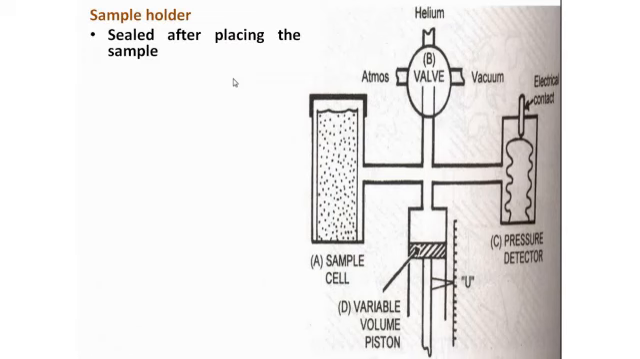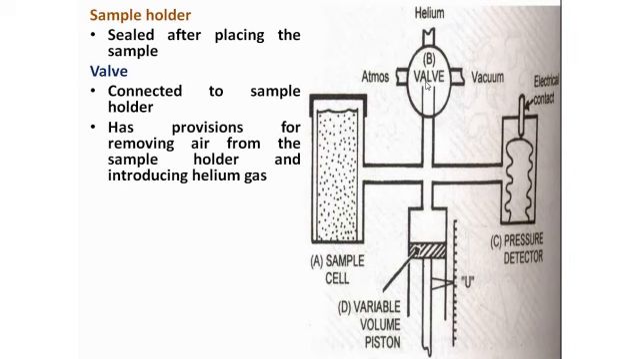You see, what is the work of the sample holder? This is the sample holder. It is sealed after placing the sample. Once you have placed the sample in the sample holder, you have to seal it. This black colored portion is the seal. Now the valve. This valve is connected to the sample holder via this tube, right? It has a provision for removing the air. It will remove the air from the sample after introducing the helium gas.